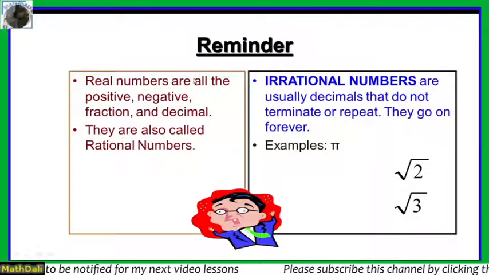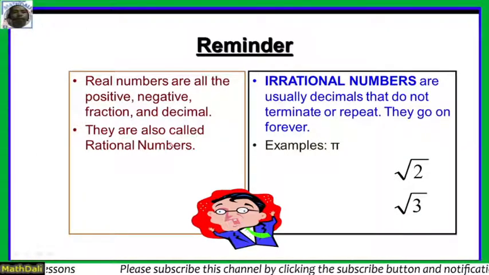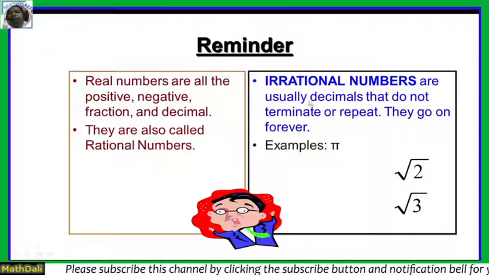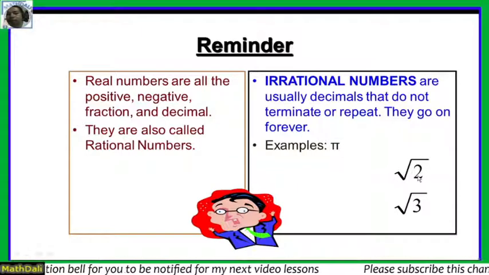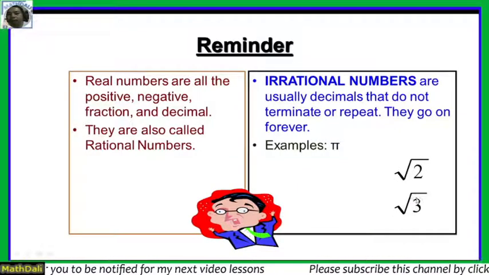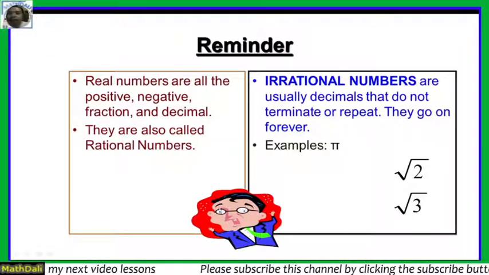Okay, reminders. Real numbers are all positive, negative fractions, and decimal. They are also called the rational numbers. Irrational numbers are usually decimal that do not terminate or repeat. They go on forever. Example natin yan, yung pi. Or di man kaya yung square root ng hindi perfect square. Katulad ng square root of 2. 2 is not a perfect square. Then we have square root of 3. 3 is also not a perfect square.